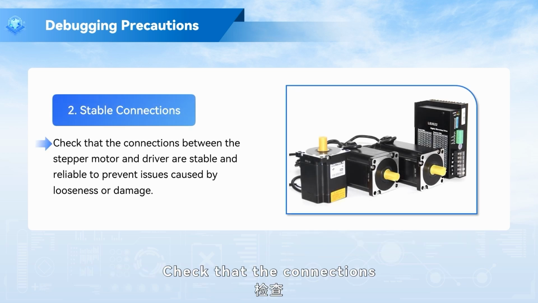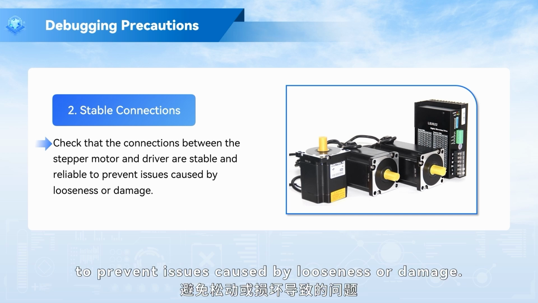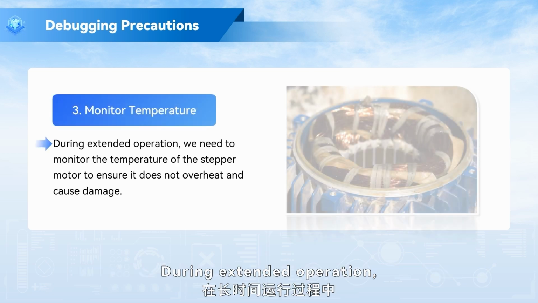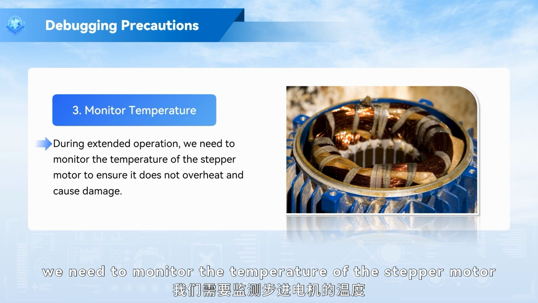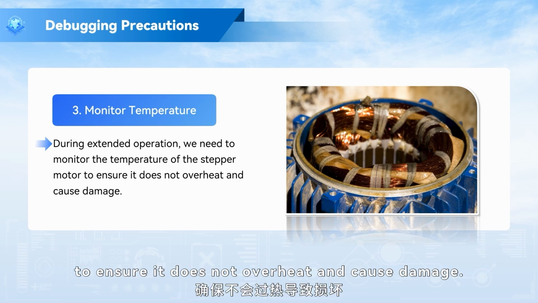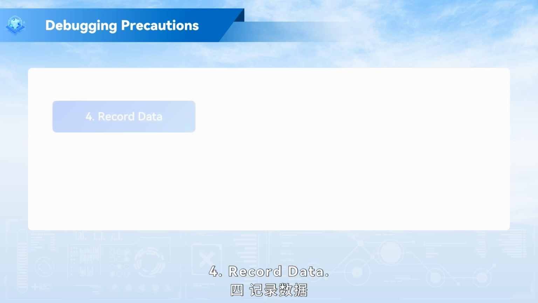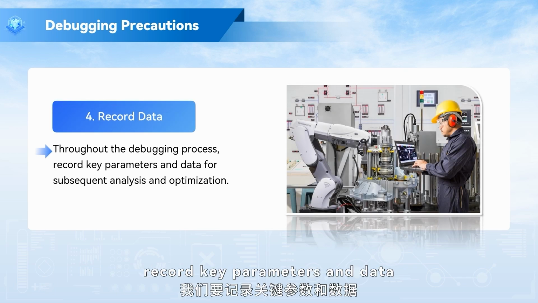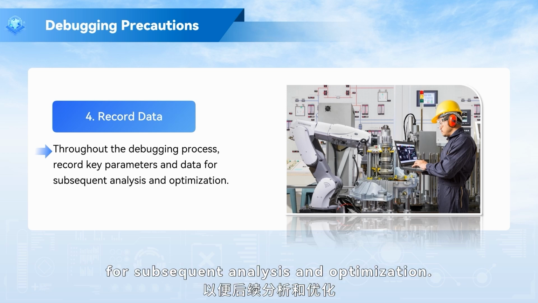2. Stable connections. Check that the connections between the stepper motor and driver are stable and reliable to prevent issues caused by looseness or damage. 3. Monitor temperature. During extended operation, we need to monitor the temperature of the stepper motor to ensure it does not overheat and cause damage. 4. Record data. Throughout the debugging process, record key parameters and data for subsequent analysis and optimization.